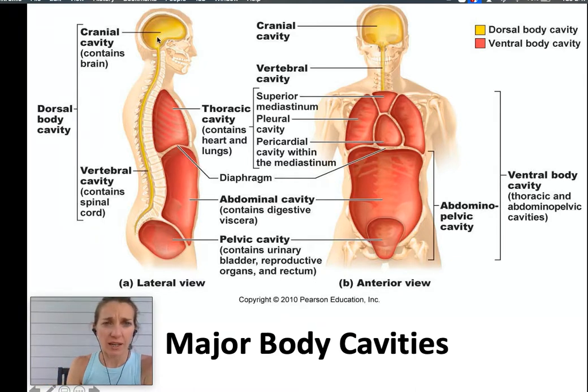So cranial cavity is going to include the brain, right? So that's the skull that is protecting the brain. Vertebral cavity contains the spinal cord. Thoracic cavity. So I'm going to show it from the sagittal view first. So here you have both the heart as well as the lungs. Now, looking at this anterior view, you can now see that there are, in fact, two separate cavities for the lungs. So there are two pleural cavities, again, for protection.